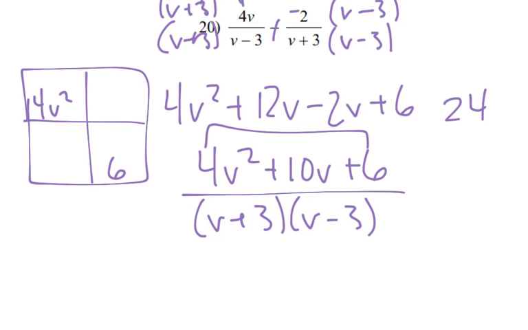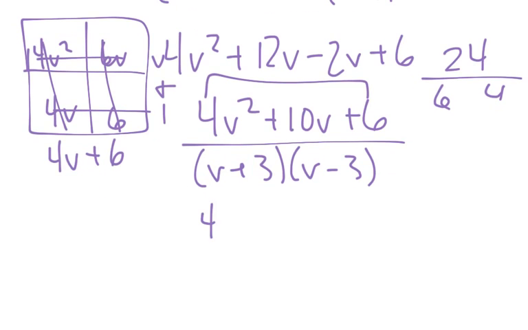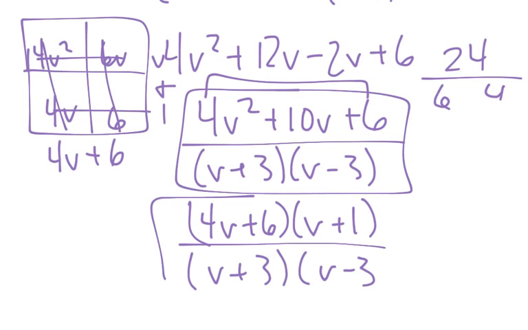So factors of 24 that could add up to 10. And they have to be positive. 6 and 4, right? Again. So 4v plus 6 and v plus 1. Which they don't, do they? So once again, you could have left it this way. You could have left it this way.